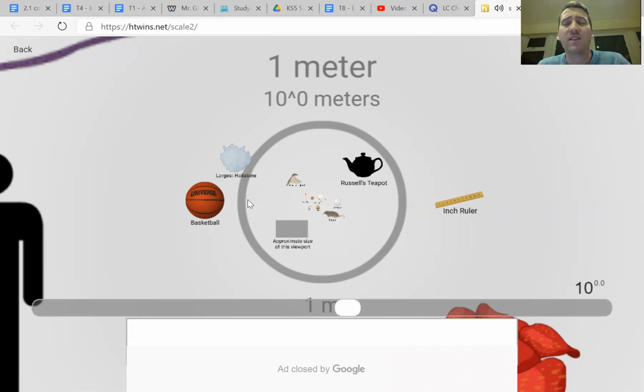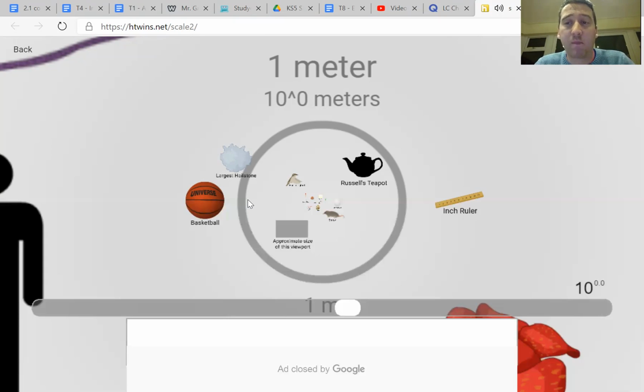To us, things that are in meters are normal. So the height of a person is measured in meters. Our eyes have actually evolved and been trained to see things that are measured in meters. Cars are about 2 meters to 3 meters, depending on the size of the car. A basketball, as you can see on the screen, is not quite a full meter. It's probably a third of a meter or something like that.